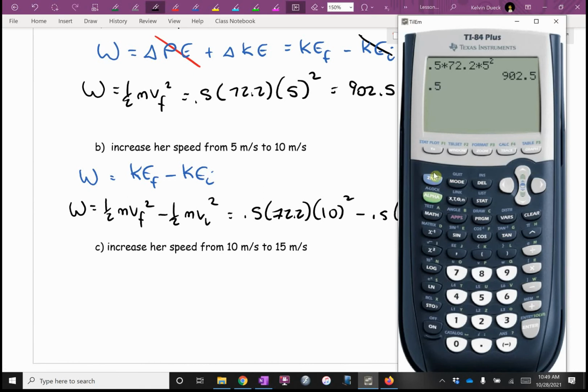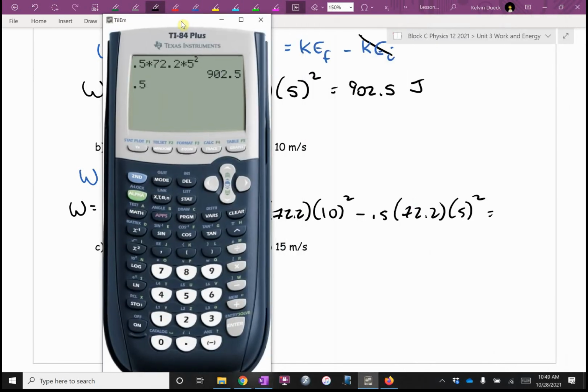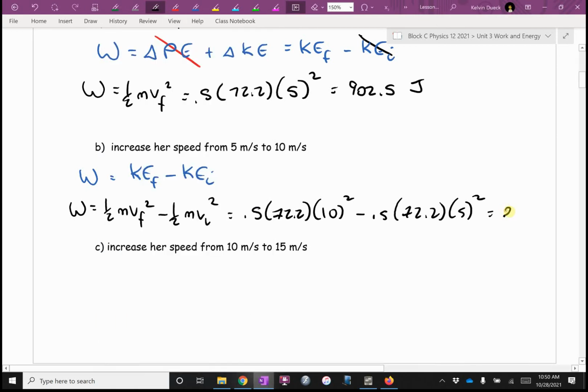0.5 times 72.2 times 10 squared minus 0.5 times 72.2 times 5 squared. And I find, do you get 2707.5? I'm going to keep all the sig figs just so I can notice a little pattern. So is that right? 2707.5? People nodding? Joules.